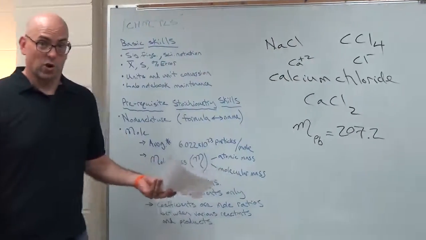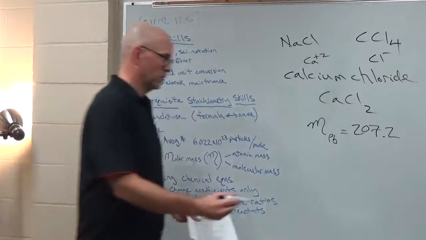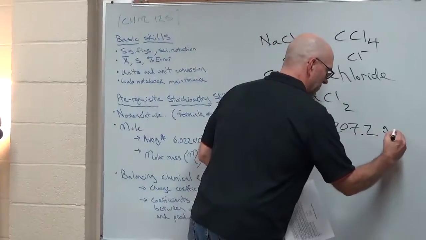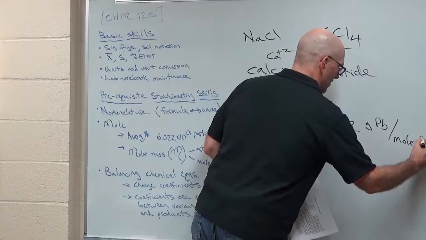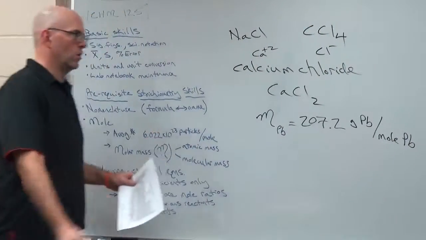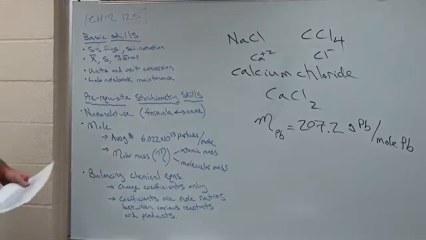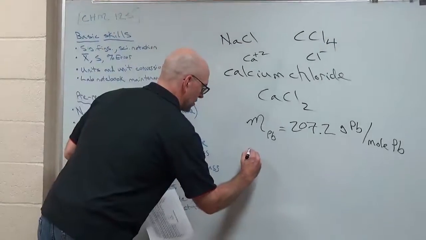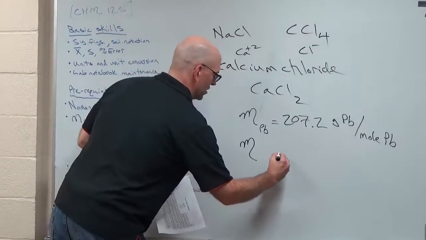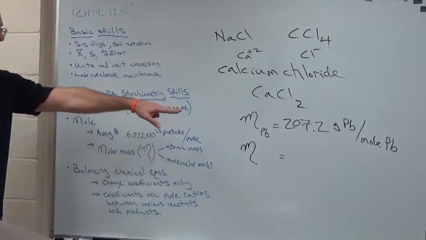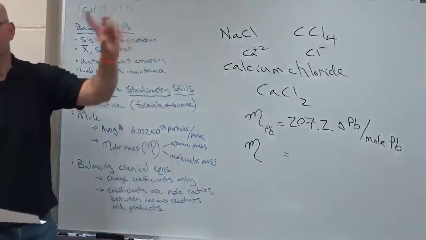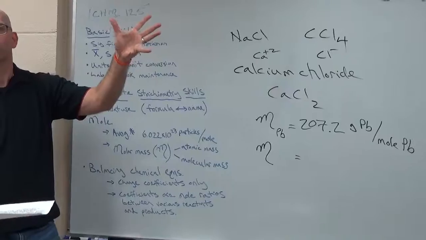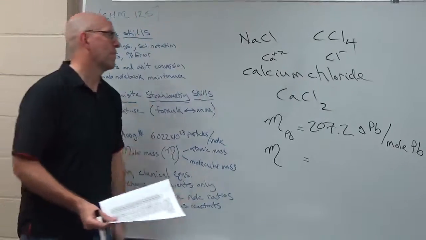You don't stop there, of course. You don't just write 207.2. That would be grams of lead for every mole of lead. Grams per mole. All right? Well, what's another example? So that's sometimes called atomic mass. Sometimes professors refer to that as the atomic weight. Mass and weight, for most chemists, are interchangeable. Physicists, they tend to worry more about that than we do.